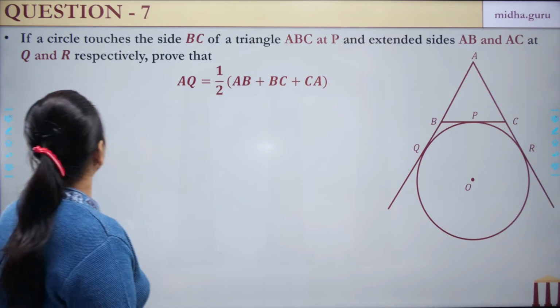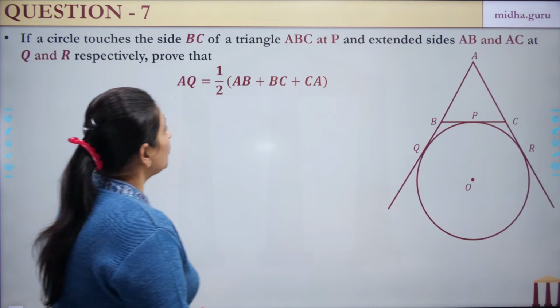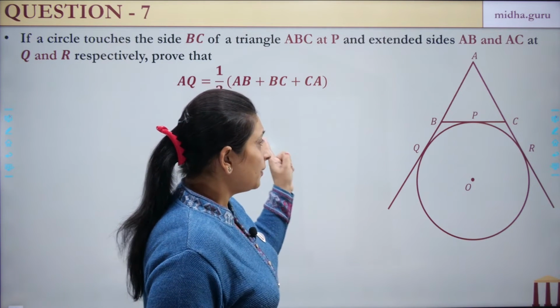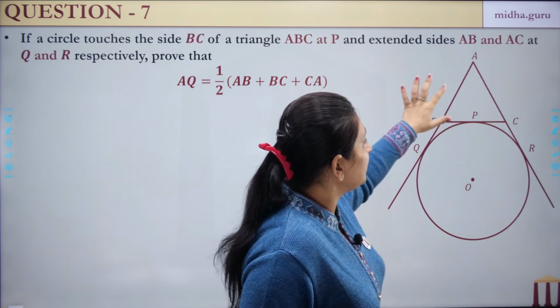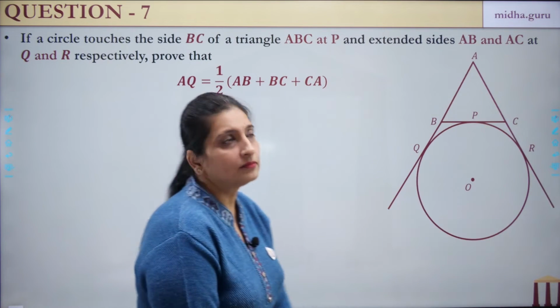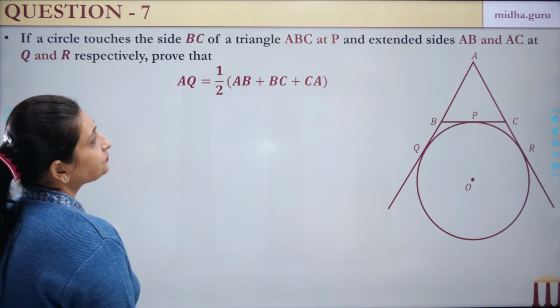What do we have to prove? We have to prove AQ is equal to half of AB plus BC plus AC. This AQ is half of AB plus BC plus AC. Come on, let us start.